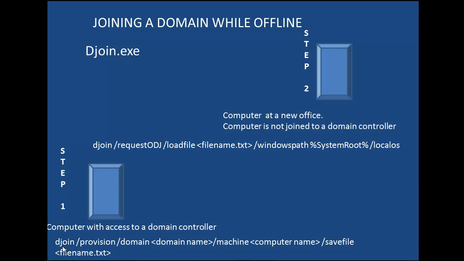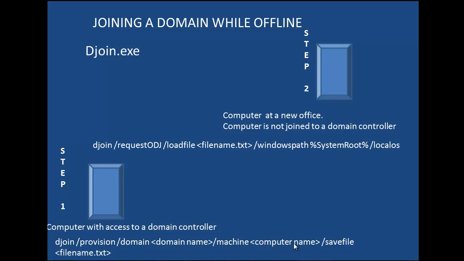Let's look at the syntax. The syntax says djoin /provision, and then we have the parameter domain. So you actually have to type the domain name here. This is just a placeholder for the domain name. So you're going to take out the left and right signs, and you're just going to put the domain name. And then you have the machine parameter, and you actually then have to type the name of the destination machine, which would be the machine at another branch office maybe that cannot join the domain.